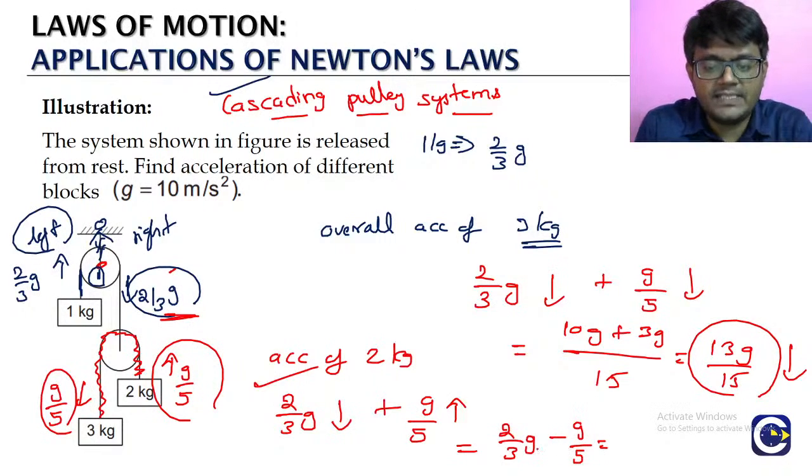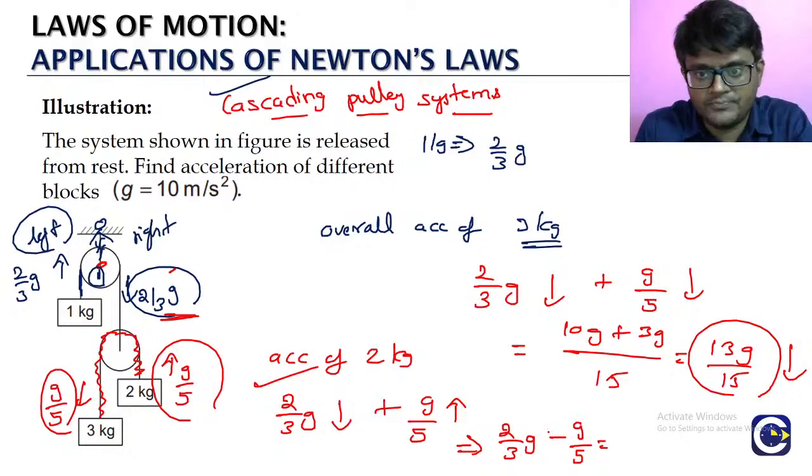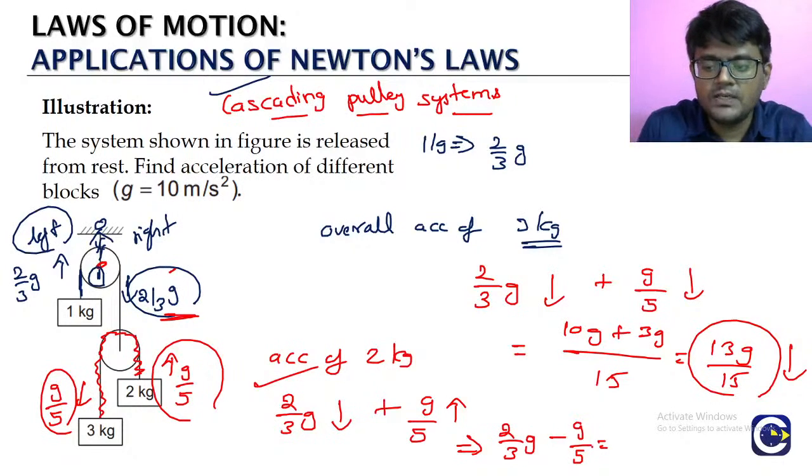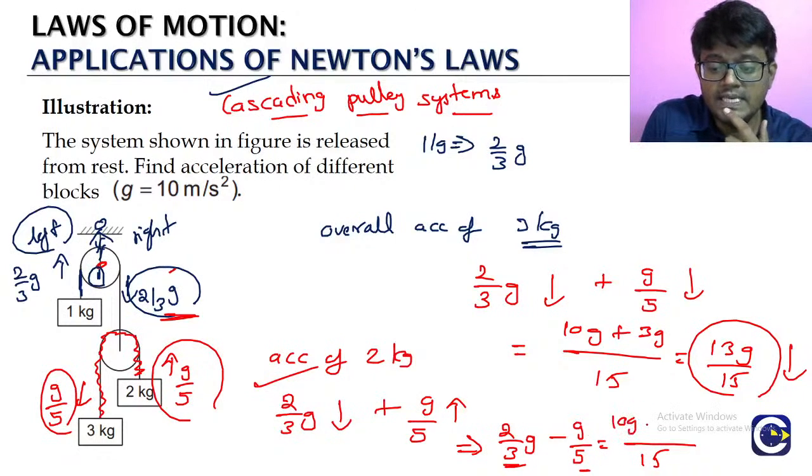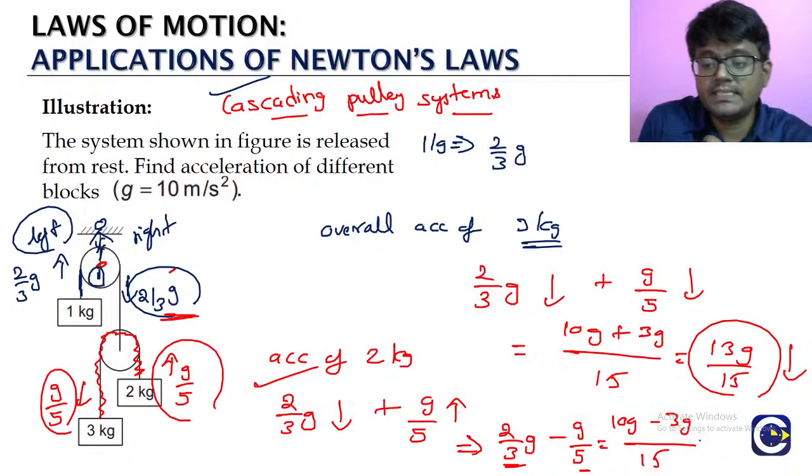Why are we doing subtraction? Because we are dealing with vectors here. Downward value is higher, upward value is lesser. So we are doing downward minus upward. We are looking at the resultant. Okay, so what is it? 2 by 3 into g minus g by 5. Take an LCM. What is the LCM of 3 and 5? 15, right? So here also we will get denominator 15. So 10g minus 3g. How much is it? 7g by 15.